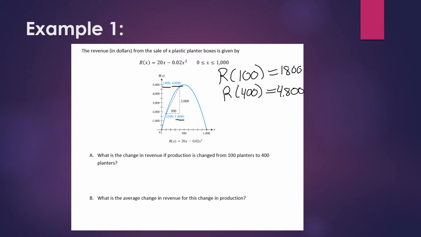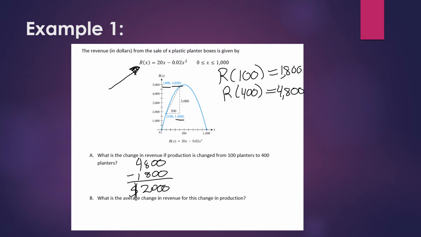If you weren't sure where those numbers came from, we could get them from plugging into here, because this is my revenue equation, but they were nice enough to provide that information. So to answer A, what is the change in revenue? The change in revenue would be the 4,800 minus the 1,800, which gives me $2,000.